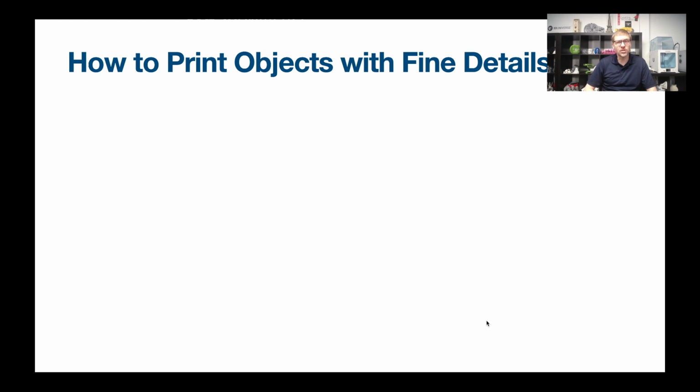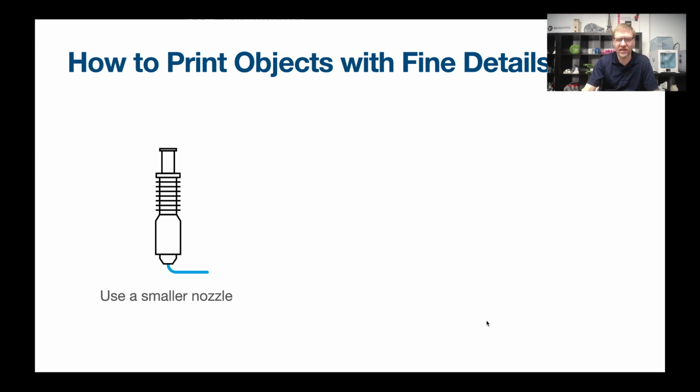Okay, how to print objects with fine details. So let's go the other way. If we don't want to do a quick draft print, maybe we want the best possible that we can get out of a printer. Maybe we want to print a little figurine that has tiny little intricate details, and we want to get the best possible quality on those fine details.